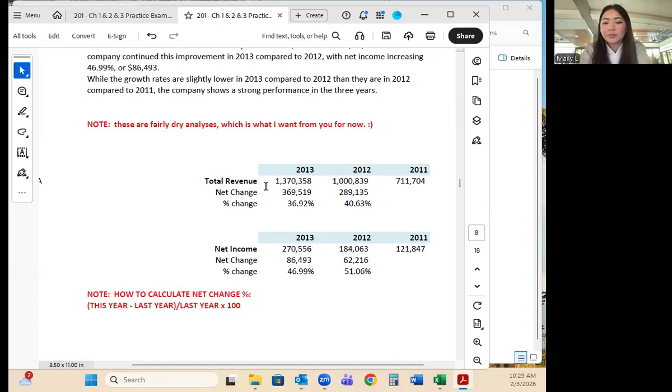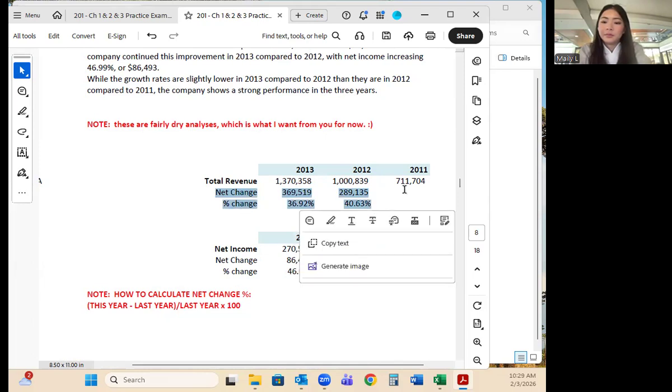We do the same for the next 2 years. We compare 1,370,358 to 1,839. We get a growth of 369,519 or a percent of 36.92. That's how we get the calcs. I want the net change and I want the percents in your essay.